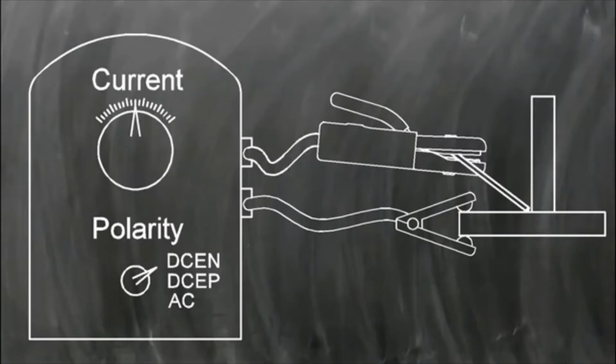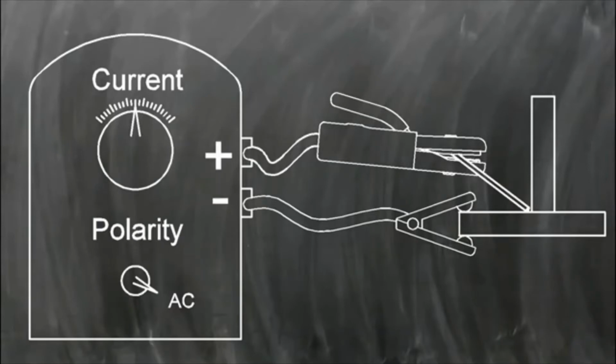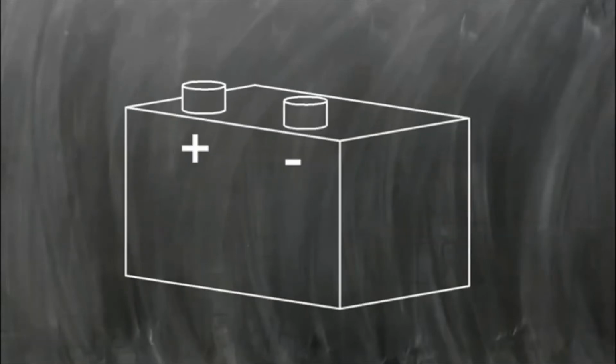The polarity of the welding setup refers to how the electricity flows from the machine to the workpiece and back. The current will either be AC or DC. In AC, or alternating current, the direction of the flow of the electricity changes directions many times every second. Direct current, or DC, is like the flow of electricity from a car battery. One lead is always positive and the other is always negative.